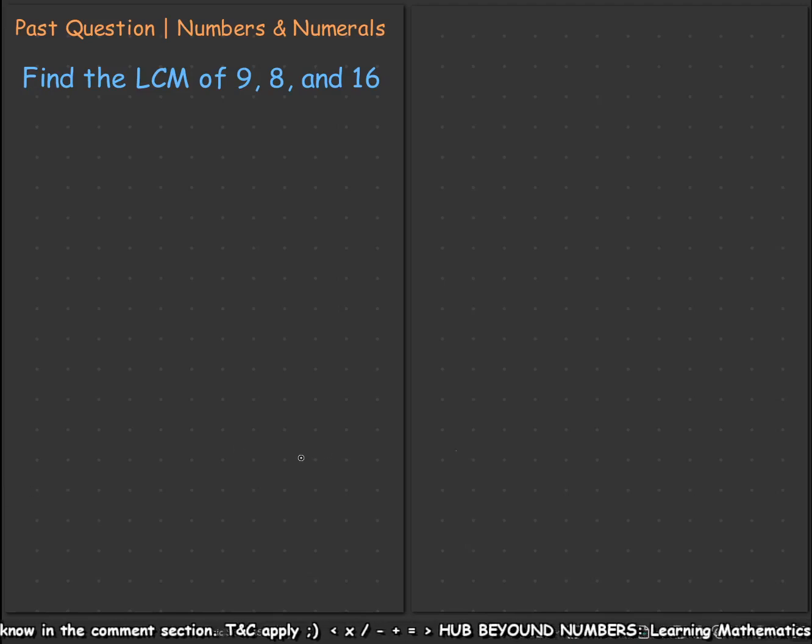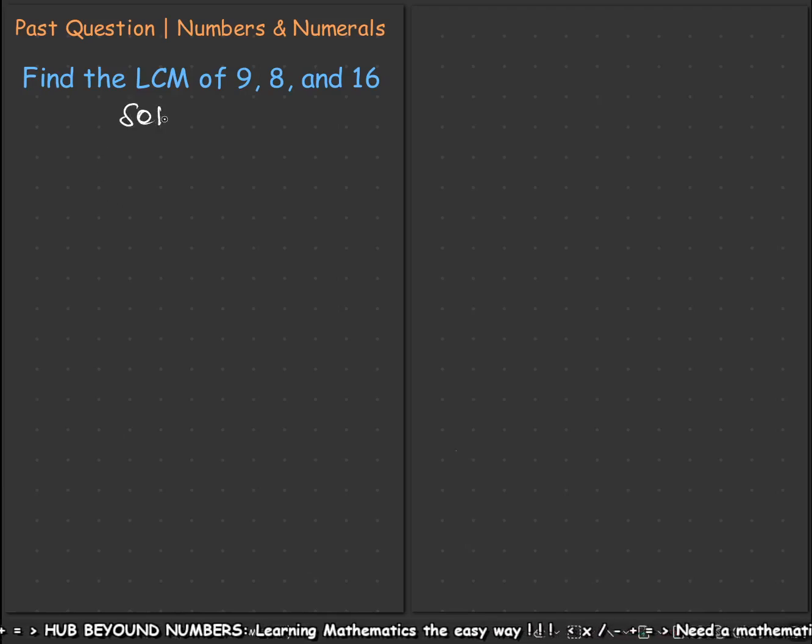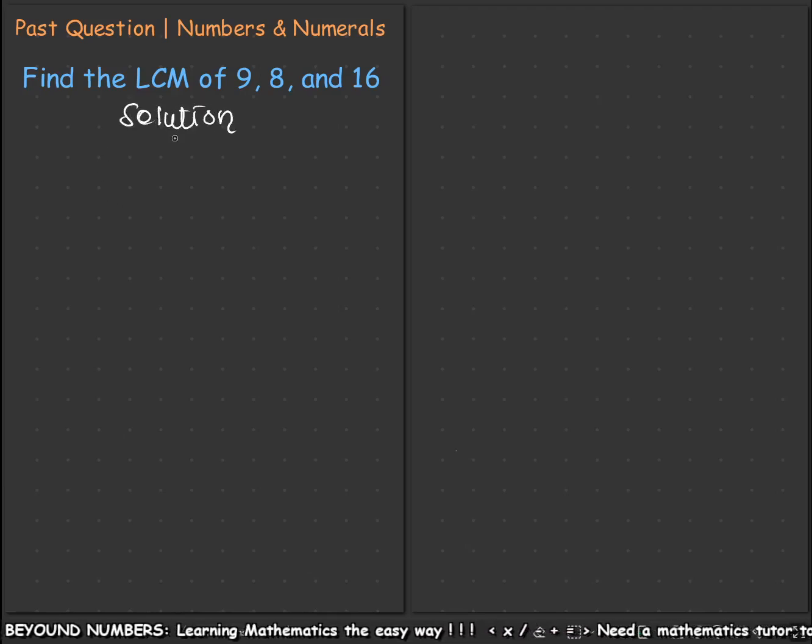For the first question here, we have to find the lowest common multiple of 9, 8, and 16. Now, our solution. Realize that there are two methods we can use. One is just listing out the multiples of all these numbers, and then you look for their common multiples, and among that, you look for the lowest among all of them. But there's another one that has to do with prime factorization, and that is what I'll be doing in this lesson.